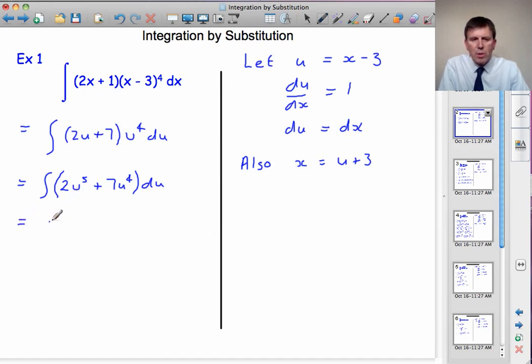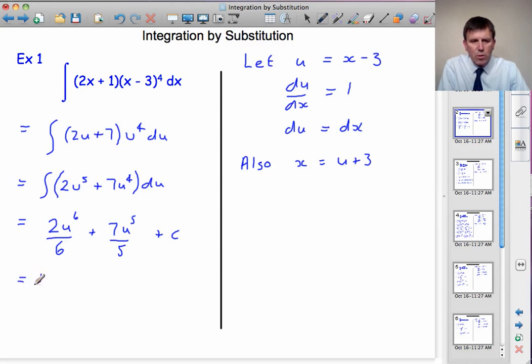Integrate the first one and we get 2u to the power 6 divided by the new power, 6, plus 7u to the power 5, raising the power by 1, divided by 5, the new power, plus a constant of integration. Now the u was my invention, it wasn't in the original question. So I need to now substitute back for the u and replace it with x minus 3. And while I'm on, I'll cancel 2/6 to 1/3.